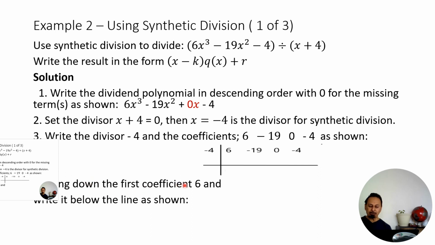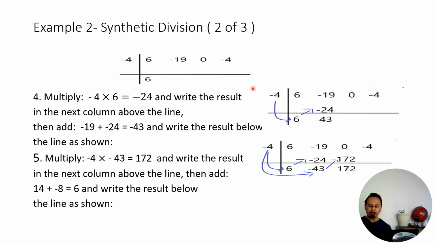Now you bring down the first term, 6, and then you multiply negative 4 times 6, that is negative 24. We write it in the next column, and you'll see it's going to look like this one. Now we add negative 19 and negative 24, and then it becomes negative 43. Now we multiply negative 4 times negative 43, and we get 172, positive. Now we add 0 and 172 to get 172.